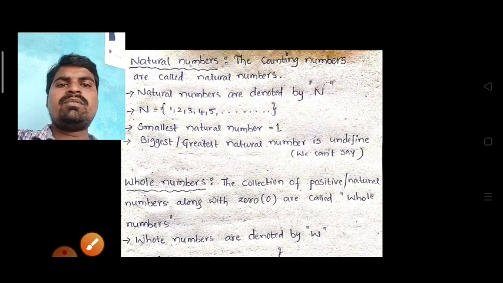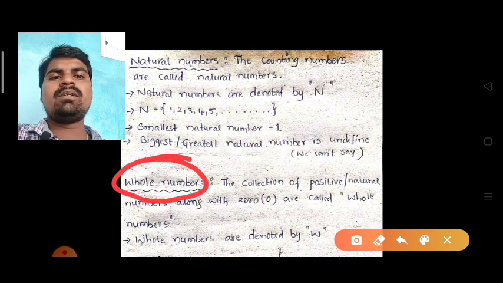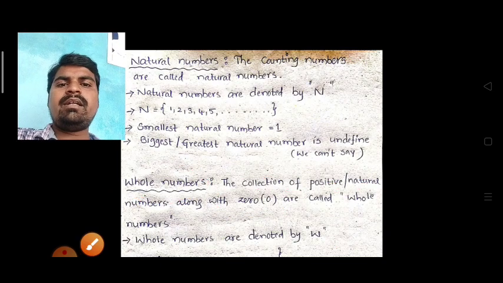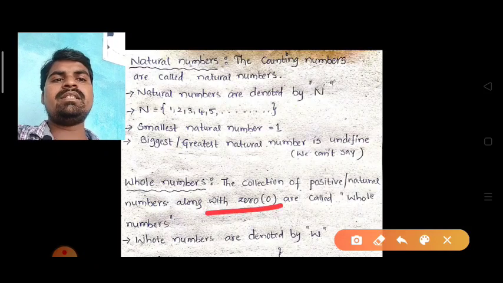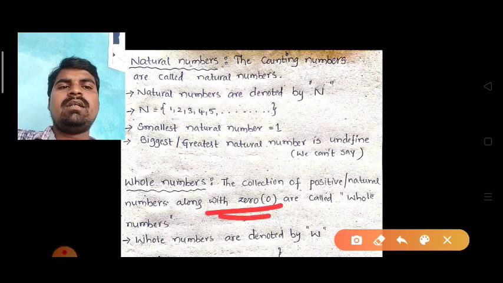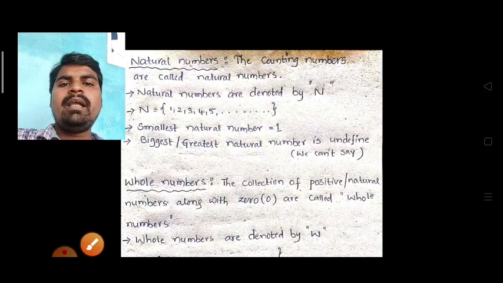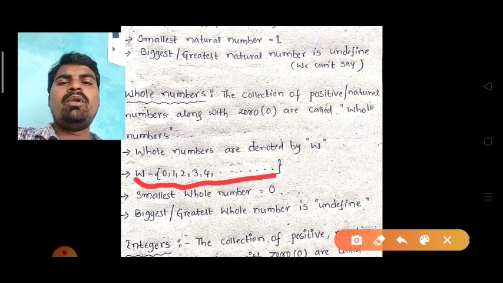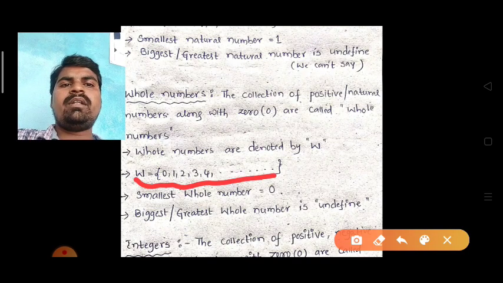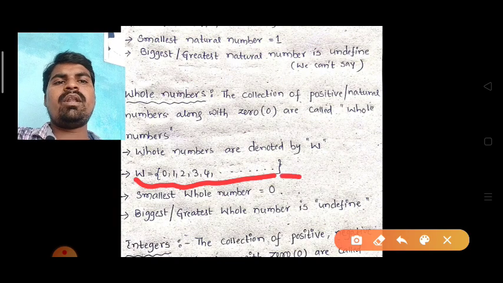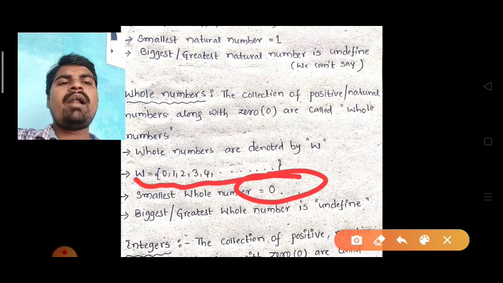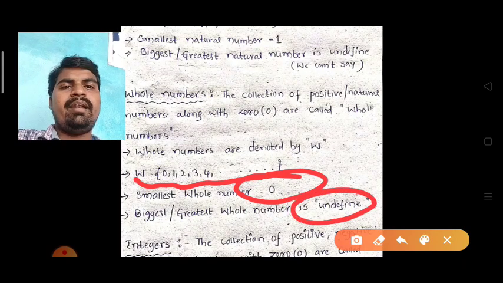The next one is the definition of whole numbers. Whole numbers are the collection of positive or natural numbers along with zero. Whole numbers are denoted by capital W. The set of whole numbers, W equals 0, 1, 2, 3, 4, and so on. The smallest whole number is 0, and here also the biggest or greatest whole number is undefined. We can't say the greatest number.